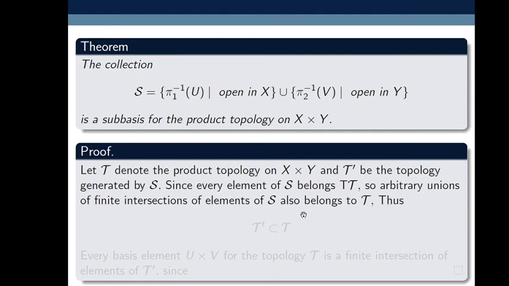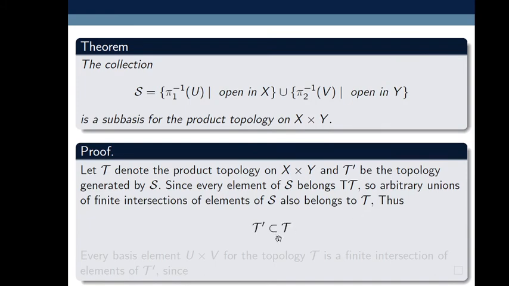So arbitrary unions of finite intersections of elements of script S also belong to tau. Suppose I first take a finite intersection of elements in script S, and then take the union of the sets obtained; then it also belongs to tau.